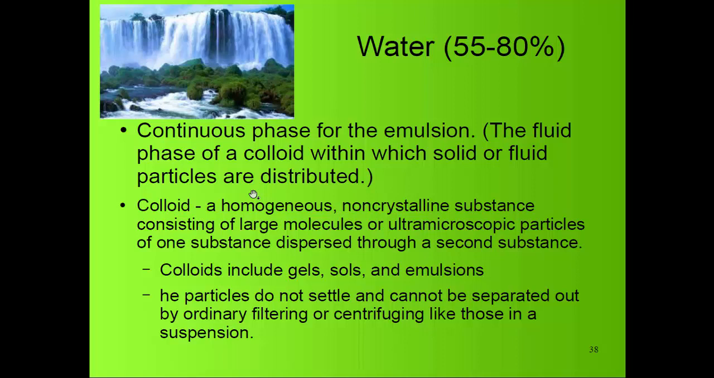A colloid is a homogeneous non-crystal substance consisting of large molecules or ultramicroscopic particles. That means they're bigger than microscopic, right? You can see them without a microscope, of one substance dispersed into another substance. Colloids include gels, solutions, and emulsions. The particles in an emulsion do not settle and cannot be separated out by ordinary filtering or centrifuging like that of a suspension.